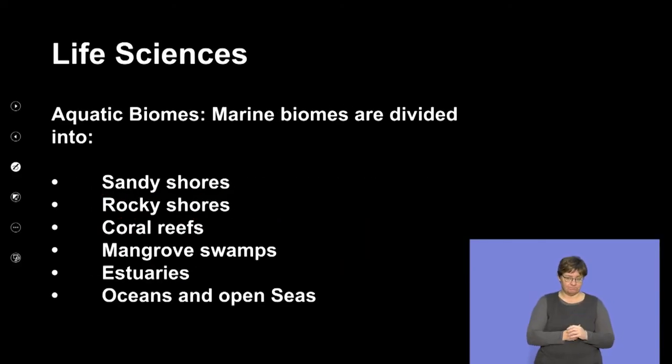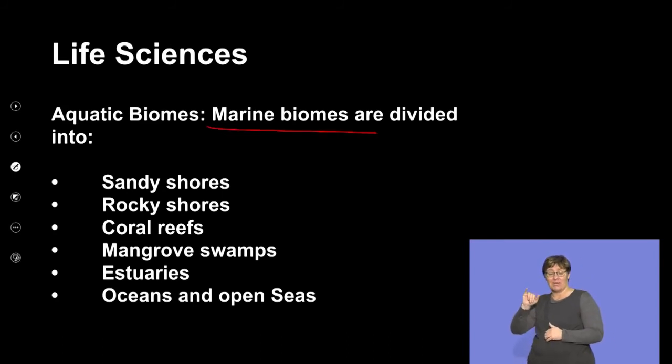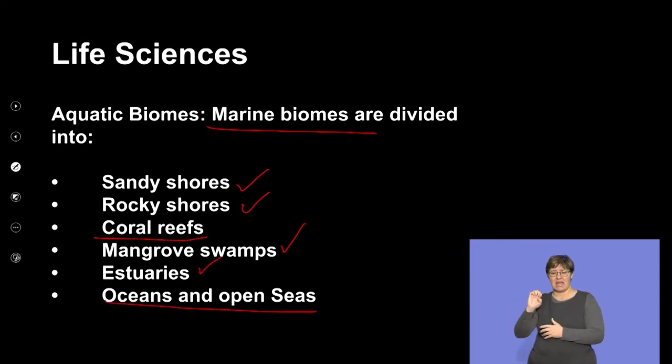When we look at aquatic biomes that are marine, these are divided into your sandy shores, your rocky shores, your coral reefs, your mangrove swamps, estuaries, as well as your oceans and your open seas. And guys, when we try and unpack these, we're going to have to look at, again, the typical type of microorganisms or aquatic organisms that live there, and how that is influenced by the terrain or the area.